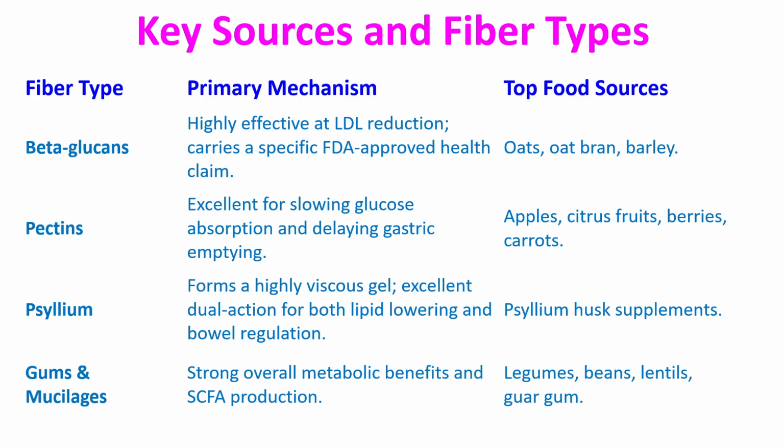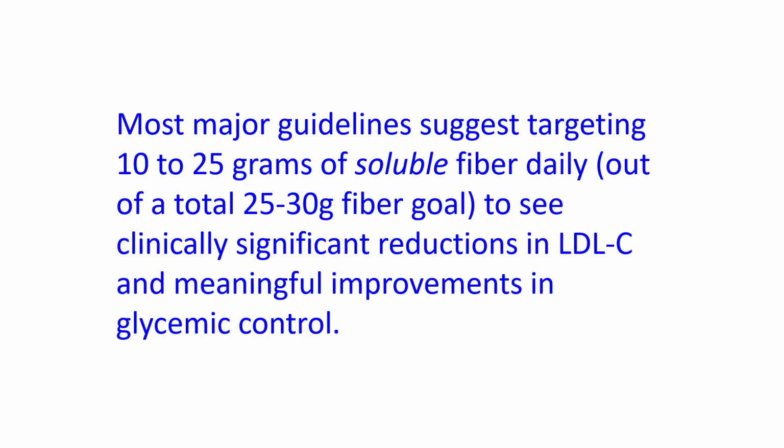Gums and mucilages: strong overall metabolic benefits and short-chain fatty acid production. Top food sources: legumes, beans, lentils, guar gum. Most major guidelines suggest targeting 10 to 25 grams of soluble fiber daily out of a total 25 to 30 gram fiber goal to see clinically significant reductions in LDL cholesterol and meaningful improvements in glycemic control.